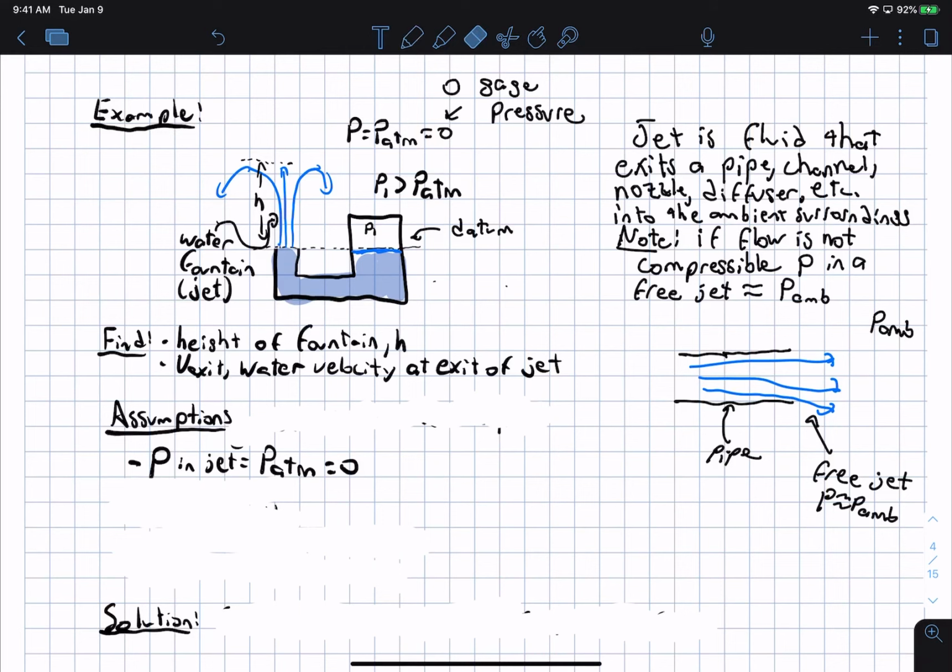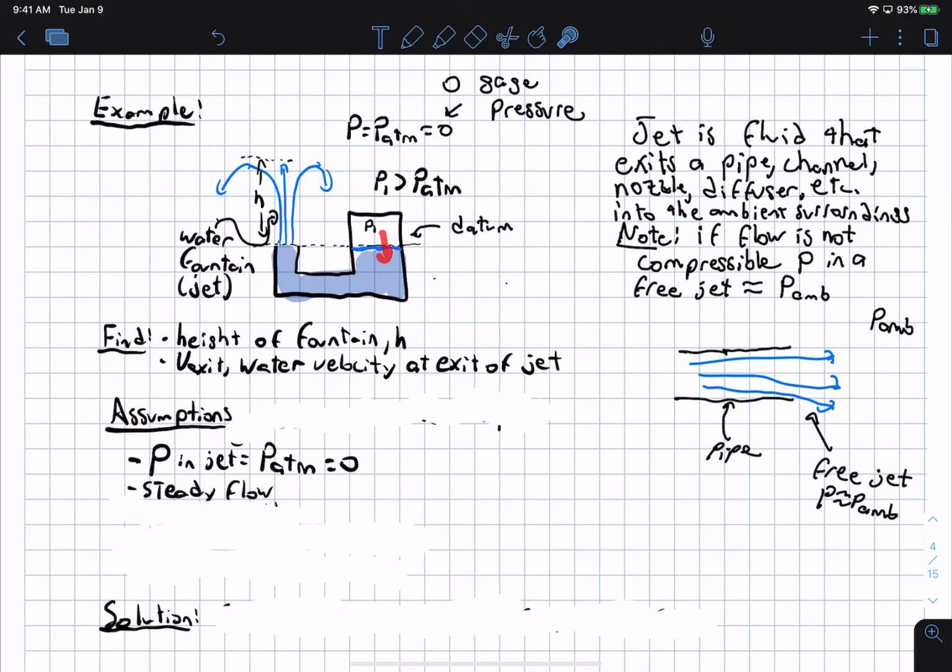Okay, and so we will assume that because it's a free jet, the flow is steady. Now, you may be wondering, this is a pressurized tank and it's going to push the water down and the water is going to go spraying out. So isn't the flow really unsteady because the surface level here is going to be moving down as time goes on?